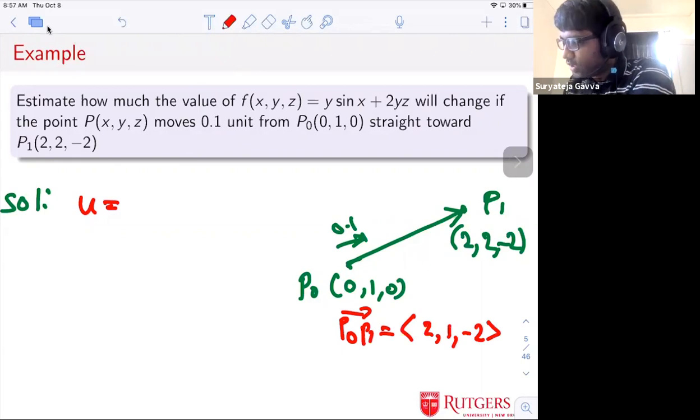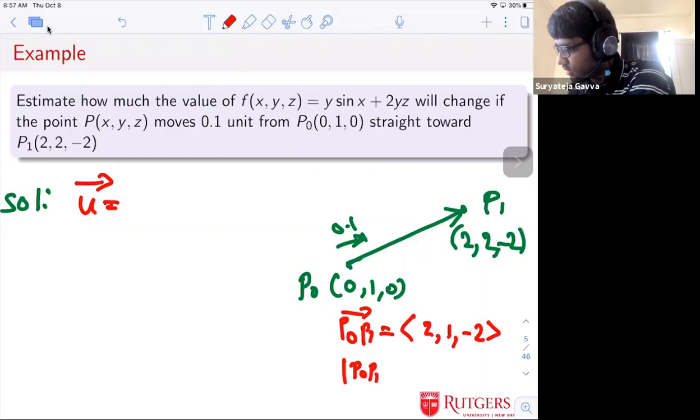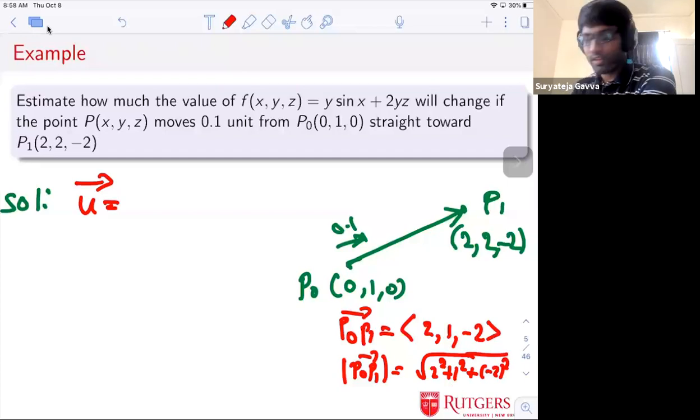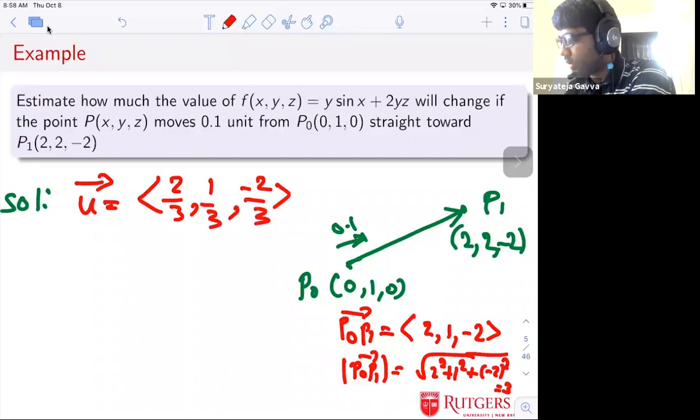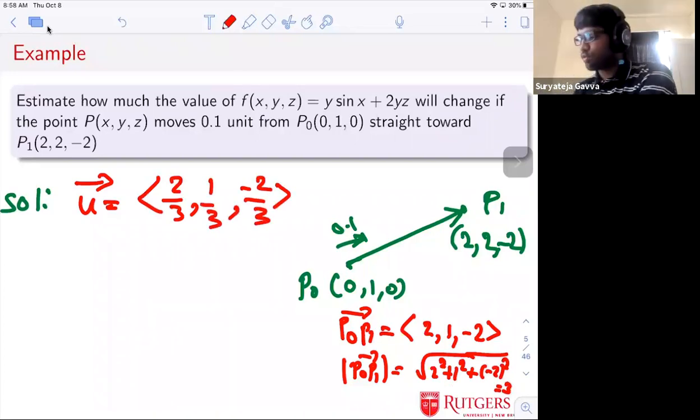Okay, so what is the unit vector along this direction? Just divide by the magnitude. The magnitude of P0P1 is the square root of 2 squared plus 1 squared plus minus 2 squared, so that's 3. So 3 is the magnitude, and the unit vector is nothing but 2 over 3, 1 over 3, and minus 2 over 3.